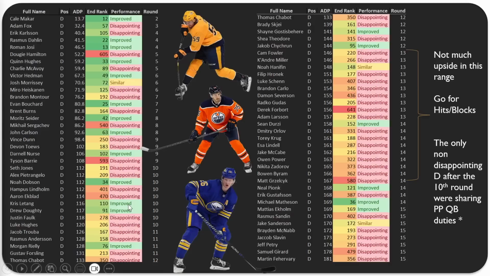Letang was a peripherals guy with a little bit of offensive upside. Morgan Riley was a power play quarterback. But then as you get down here, you start to get into the timeshares. Chikrin, Hannafin, Dursey, Pionk, Matheson. Ekholm's not. Sanderson shared some time on the power play, but pretty much everybody else was either a hits and blocks specialist or was relatively disappointing. So this is something to keep in mind as you're drafting your D. So again, if you want more clarification, head on over to the defensive strategy video where I covered this in great detail.